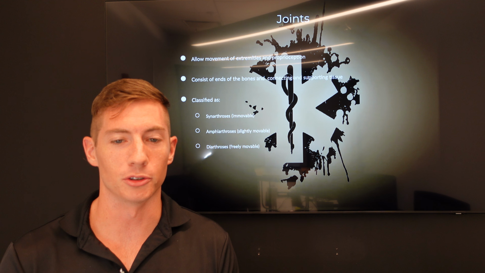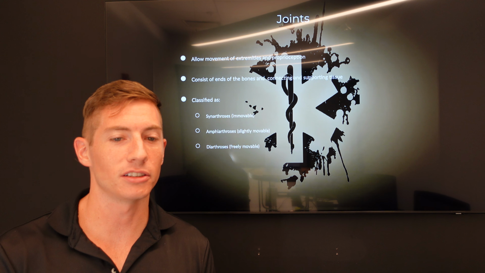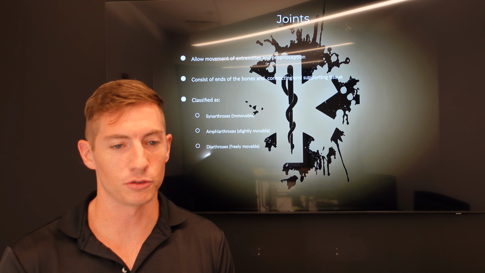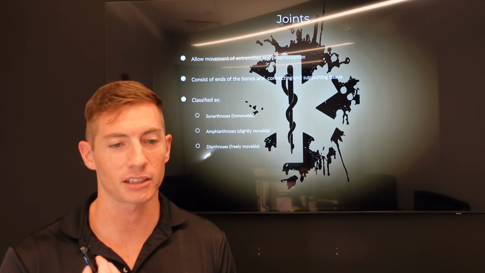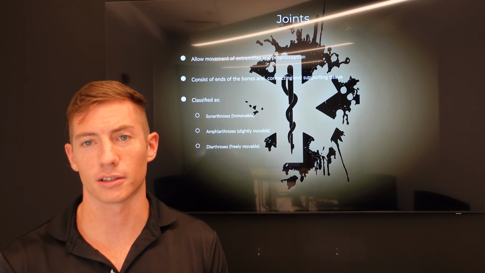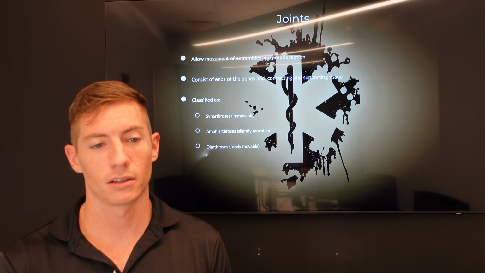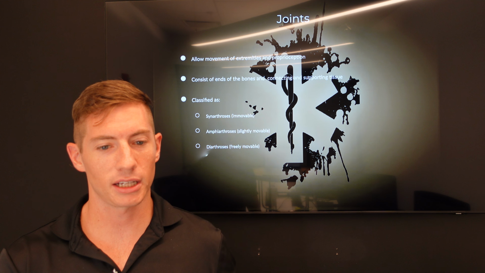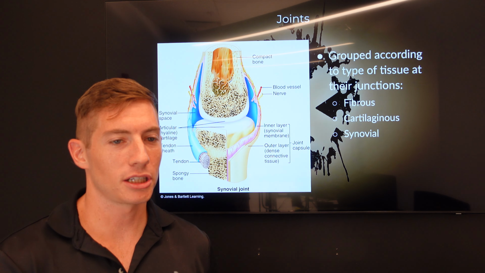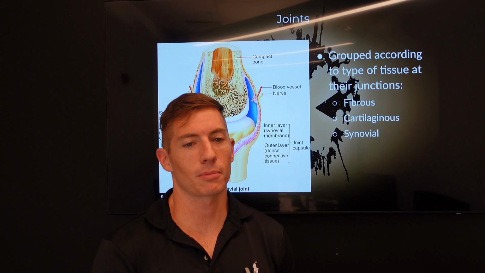Amphiarthrosis, slightly movable. Diarthrosis, freely movable. Synarthrosis, immovable. So something about that word. I'm trying to think of a word that has the same root word in it. That would be immovable. 230 joints in the human body are summarized as follows.